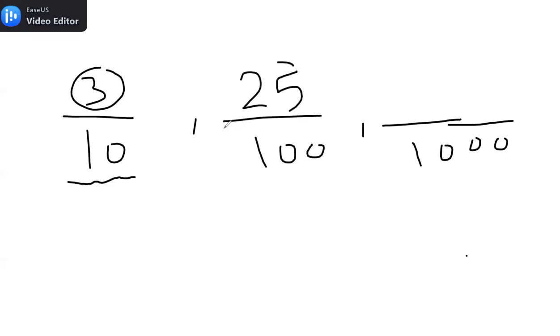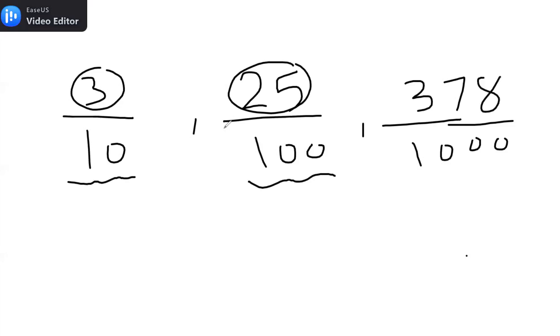The top number is 25, we call it numerator, and the bottom number is 100 and we call it denominator. 378 over 1000 is a fraction with top number 378 and bottom number 1000. These fractions we can write in another form.